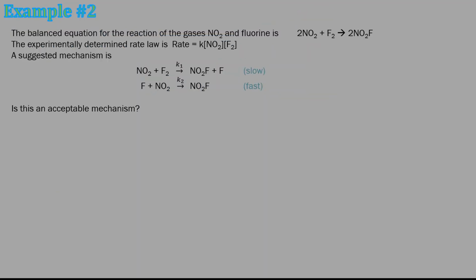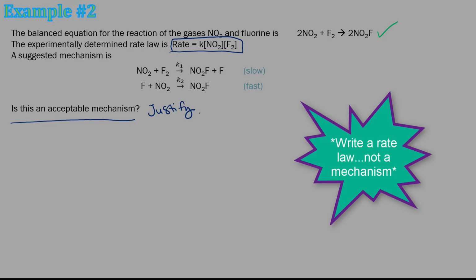All right, example number 2, I have the balanced equation, it's right here, and the experimentally determined rate law is shown right here. So it just wants to know if this is an acceptable mechanism, and usually you have to justify your response. So we're going to justify it. So if I was to write a mechanism from the slow step here, it would look like this.